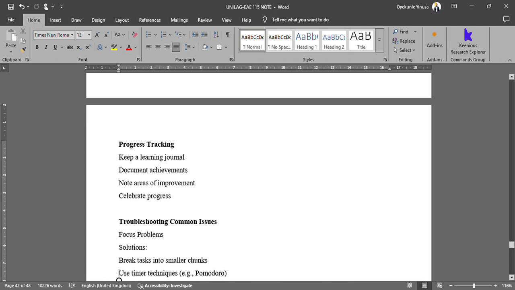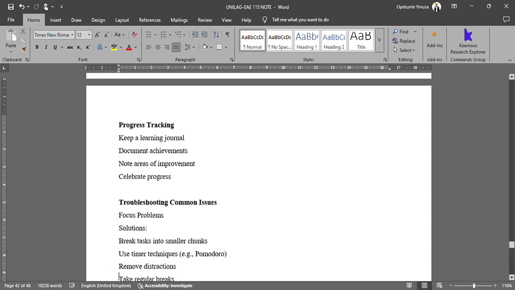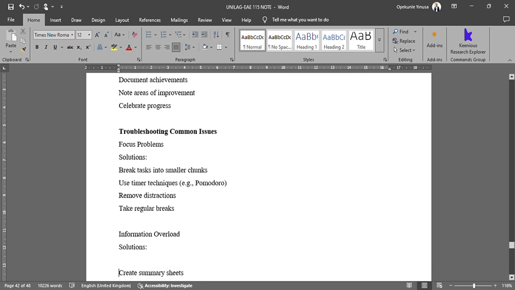Progress tracking. Keep a learning journal to see how you are making progress. Document your achievements where necessary. Note areas for improvement. Celebrate progress. Celebrate your little progress. All these will keep you motivated and make you learn better.